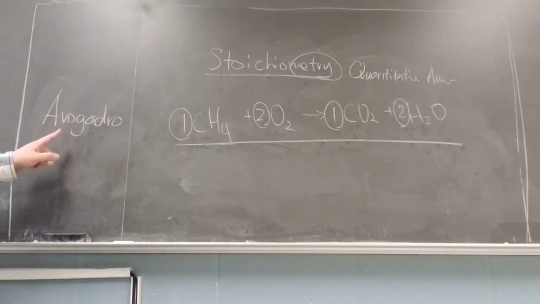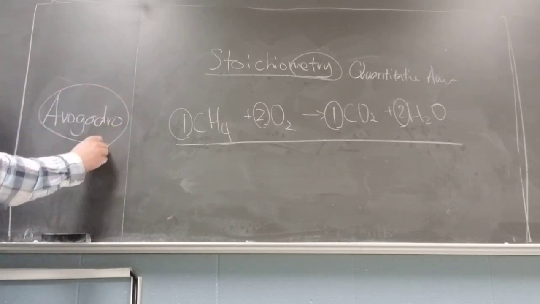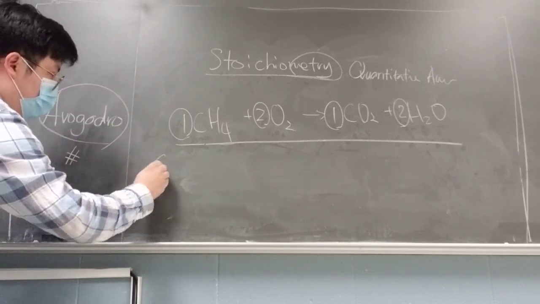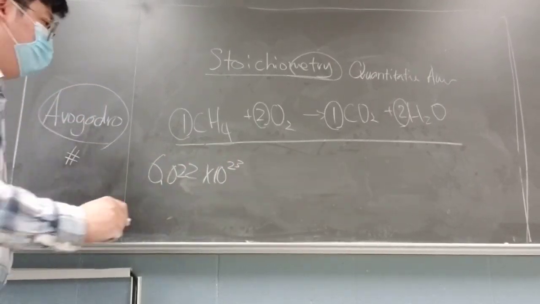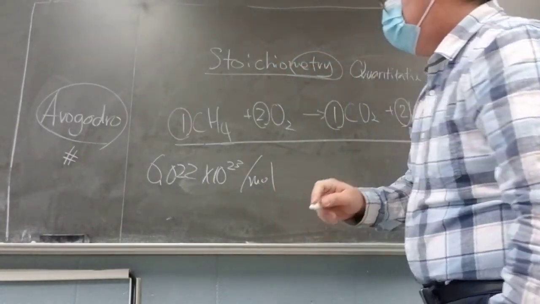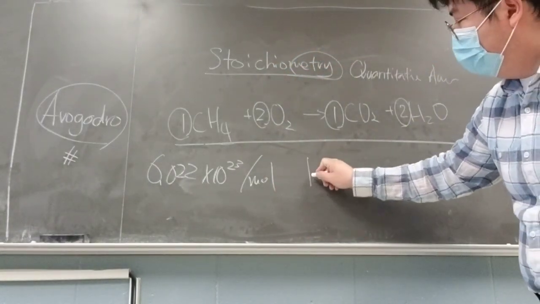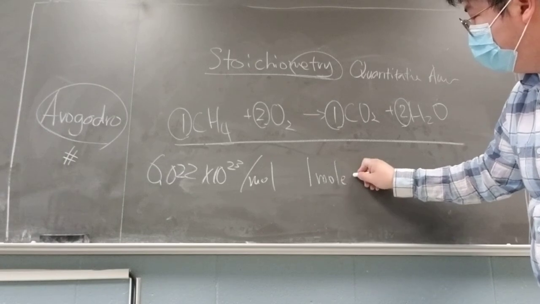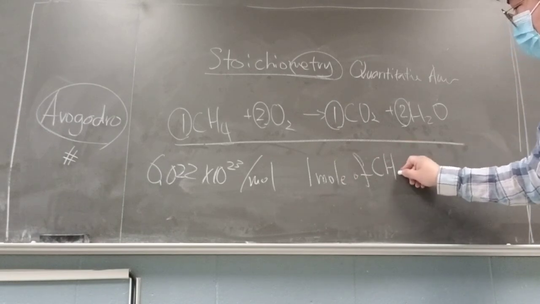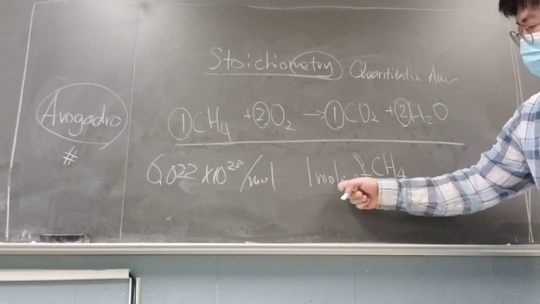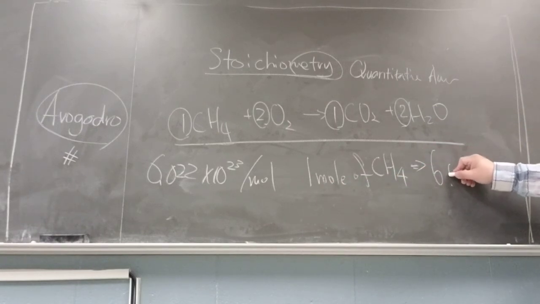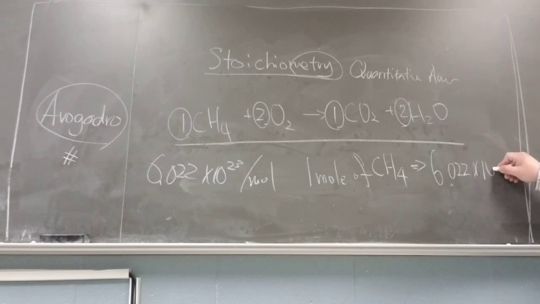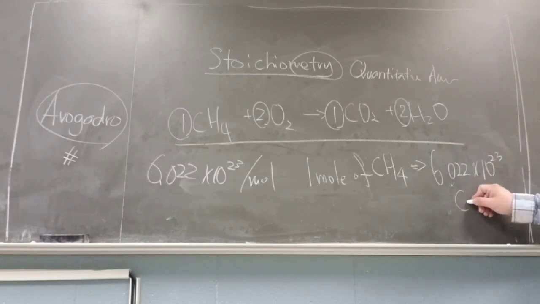But to be more realistic, we're going to use the Avogadro number. So Avogadro number is about 6.022 times 10 to the 23rd per mole. Okay, so that means this one. If I have 1 mole of methane, meaning this is the same as I have 6.022 times 10 to the 23rd numbers of the methane. That's what it means. Okay?